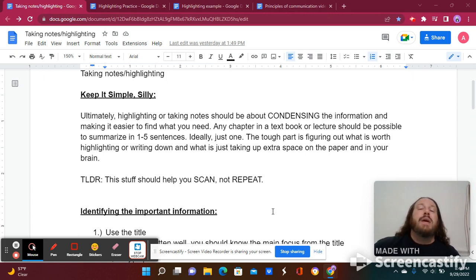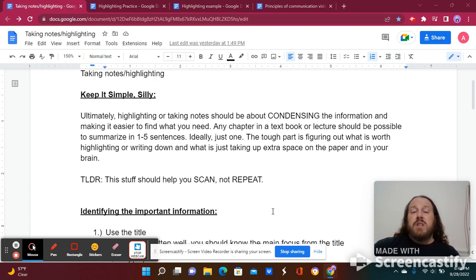Notes and highlights are about skimming. So you want to condense the information down as much as possible. You want to make it as easy to find the specific thing you want as you possibly can. So any chapter in a textbook or any specific lecture, you want to be able to summarize them down to 1 to at most 5 sentences. And 5 sentences is probably too much. But sometimes you get things that are information heavy. You should be able to give the main point of it in a single sentence.